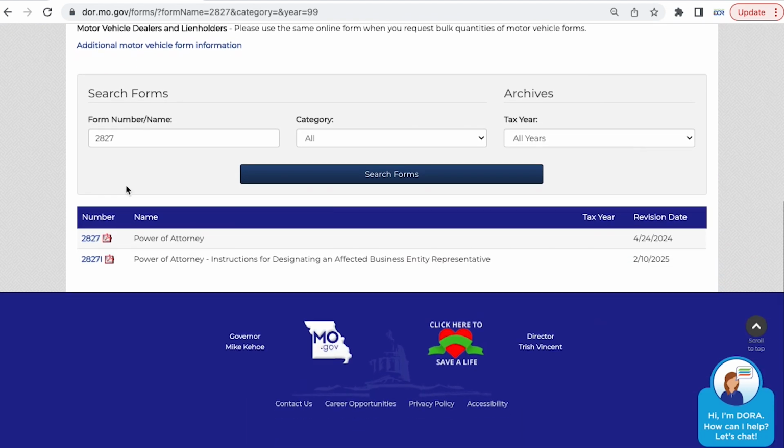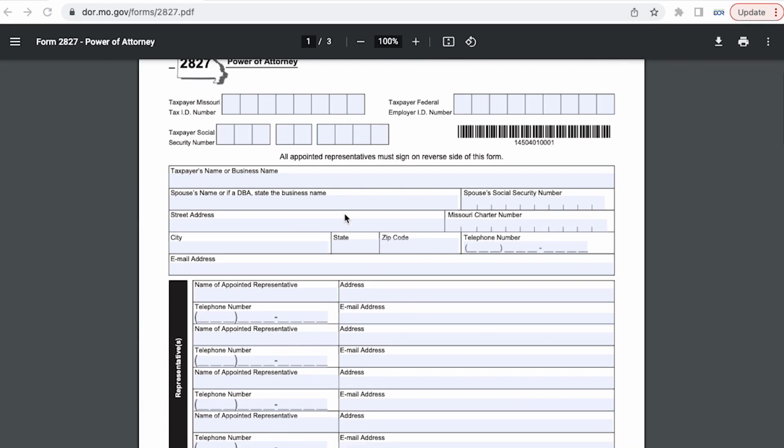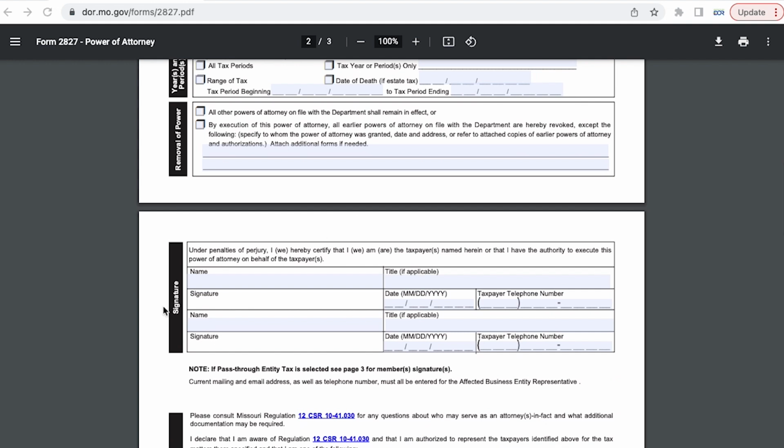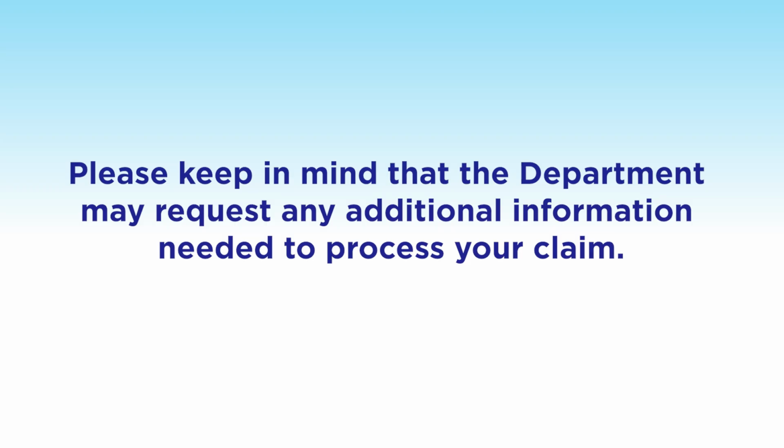Take care when filling out the 2827. Powers of attorney may only be granted by authorized individuals on the account. If the form is not signed by an officer or authorized representative of the business, then the power of attorney is not valid. Take care to include your title with your signature. This tells how you are affiliated with the company and helps to verify your authorization. Please keep in mind that the department may request any additional information needed to process your claim.